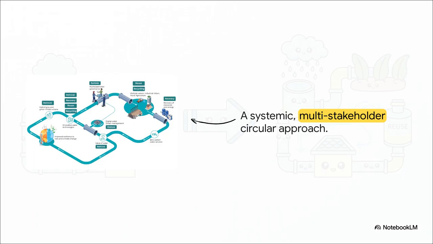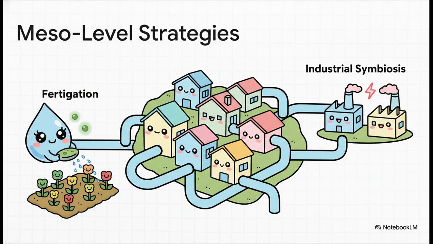For instance, reclaimed water from urban domestic use gets piped directly over to agricultural fields, or heat recovered from industrial wastewater is used to warm nearby homes. It's this highly collaborative, multi-stakeholder approach that squeezes the absolute maximum value out of every single drop before it ever returns to nature. So, what are the specific strategies making this regional resilience happen?